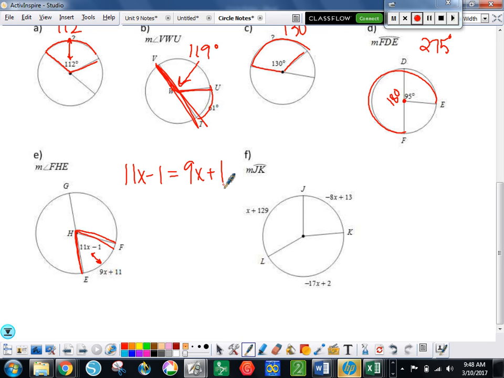You just have to be strategic on how you set them equal to each other. Now, you have to pay attention to what the question is asking. Is the question saying find x? If the question said find x, it would be done. But it doesn't. It says find the angle. So once we find x, what do we do? Yeah, minus 9x.